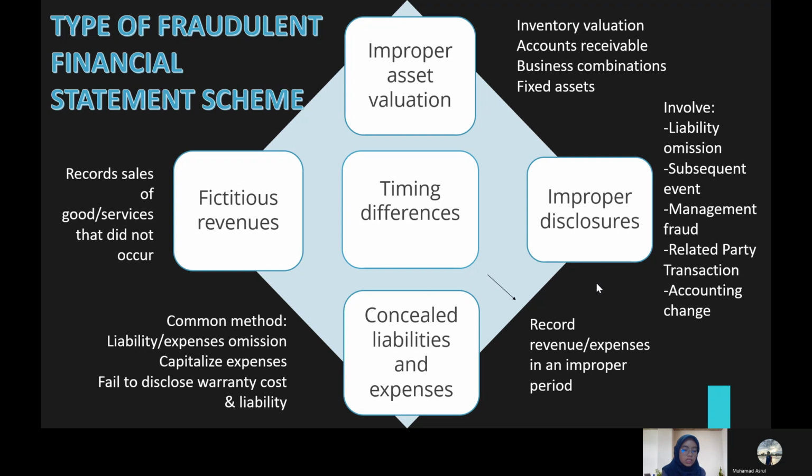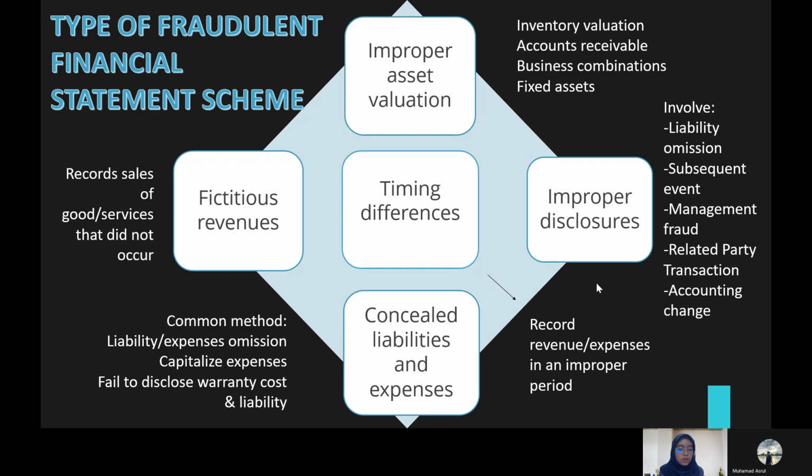Fourth is the fictitious revenue. So we all know that revenue and expenses both are recognized once they occur. So under fictitious revenue, it will record sales of goods or services that did not occur. So it often involves fake or phantom customers, but also may involve legitimate customers.